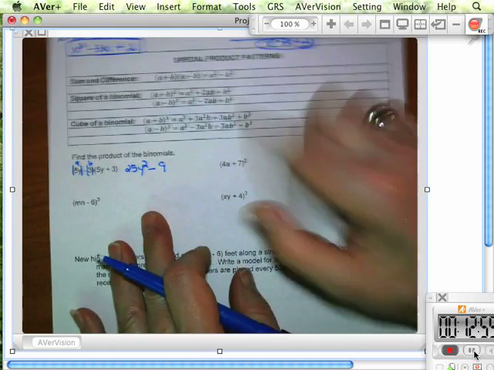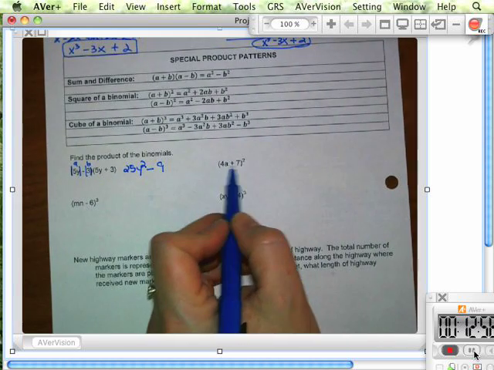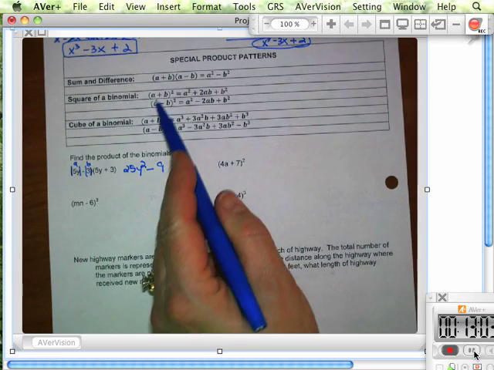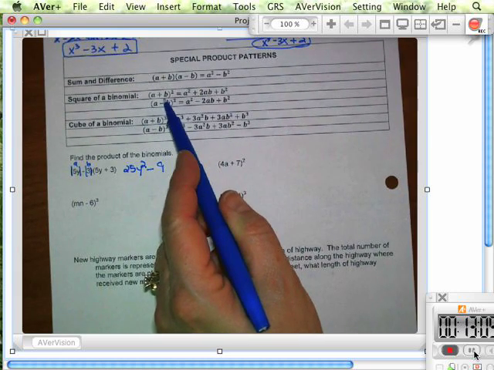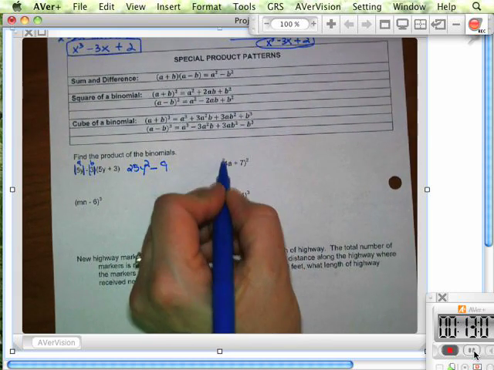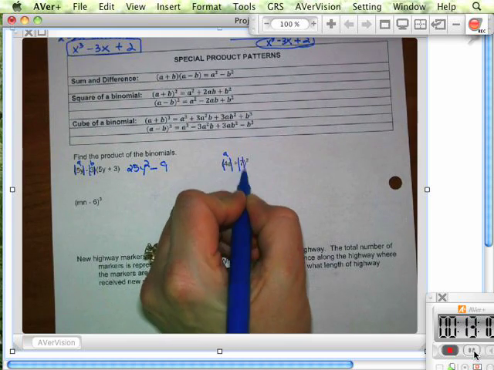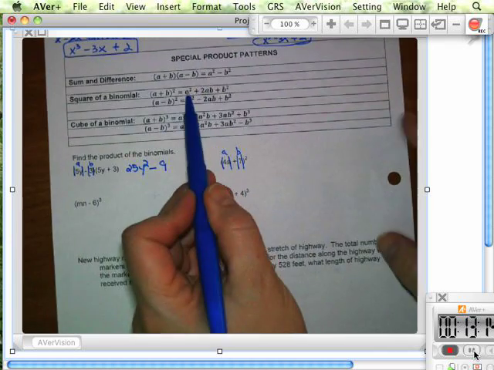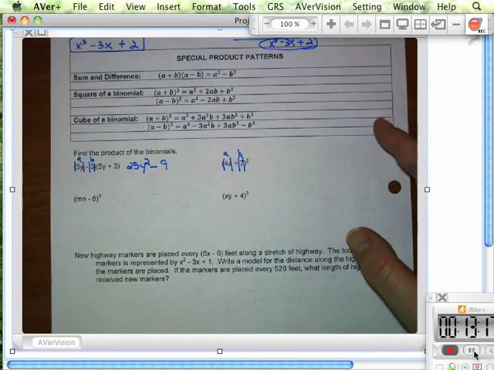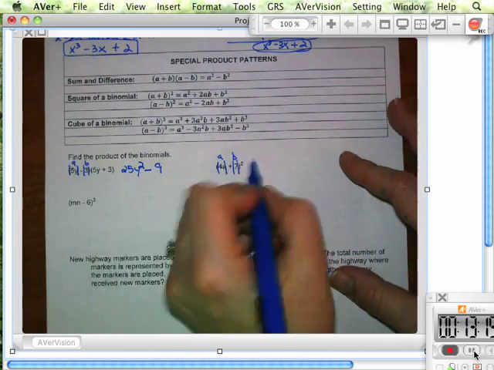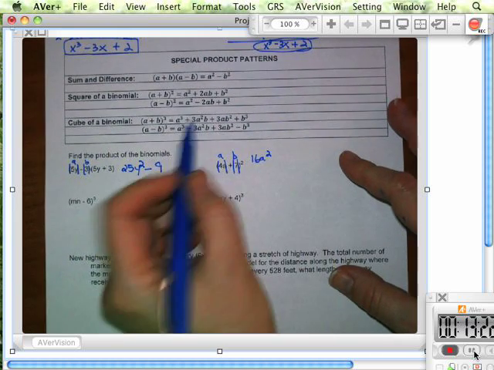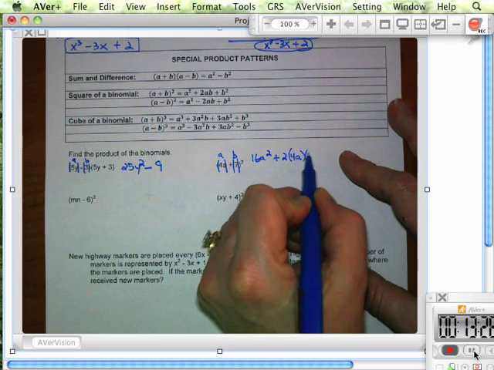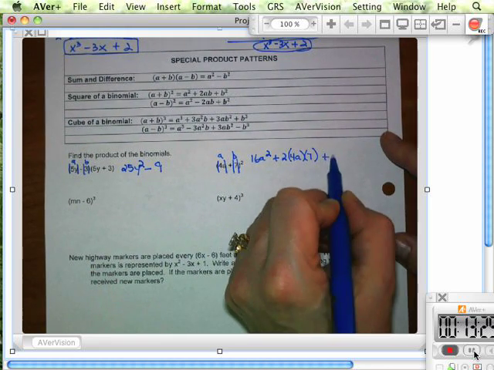All right, here is the square of a binomial. It's 4a plus 7 times 4a plus 7. It's the same special pattern right here. And this says, okay, if you look at this as A and this as B, then you just follow exactly this pattern here. So it says to square A, so I have 16a squared plus 2 times my A times my B plus B squared, which is 49.